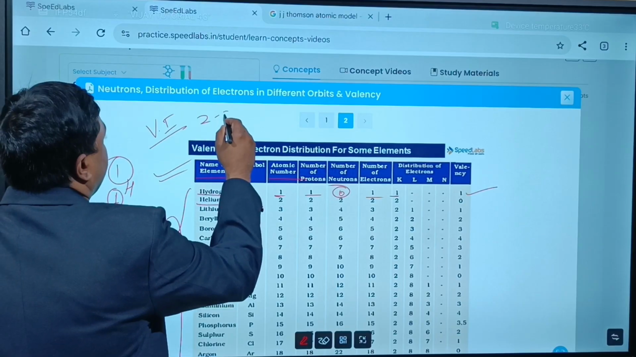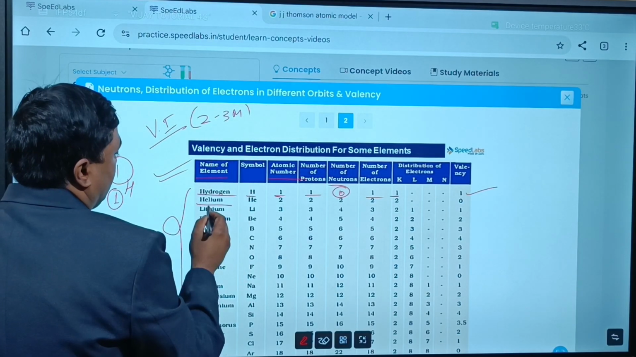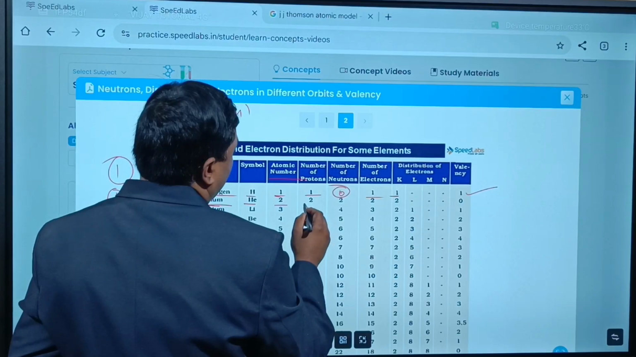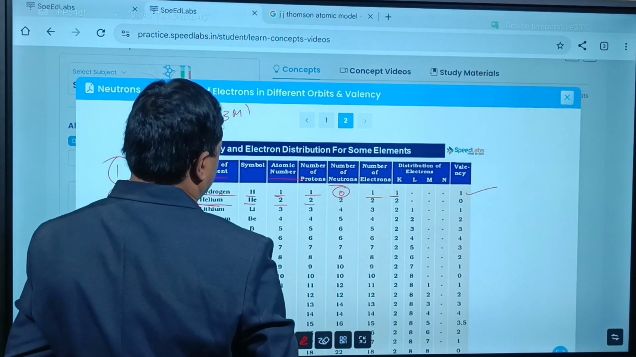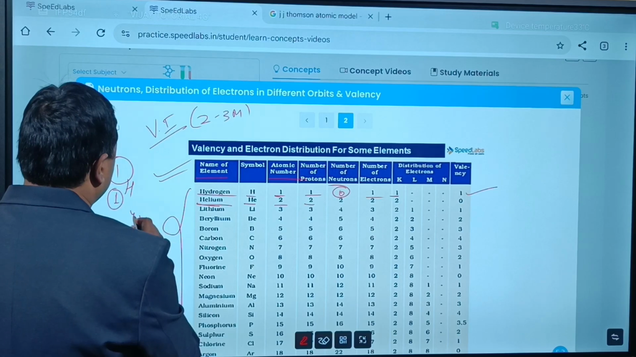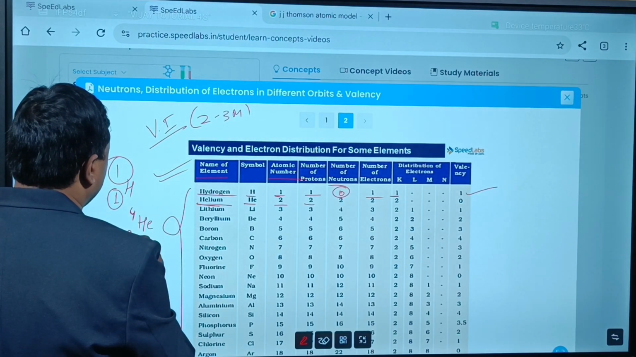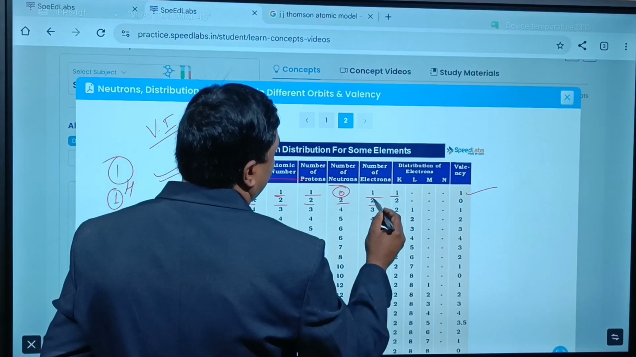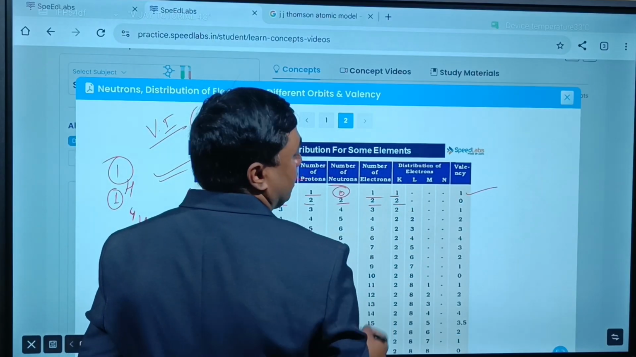Okay, this question may be asked for 2 to 3 marks. Helium, symbol is He, atomic number 2, number of protons 2. Helium is actually 2 and 4, mass number is 4, atomic number is 2. So number of neutrons is 4 minus 2, that is 2. Number of electrons 2, electronic configuration, first shell will have 2 electrons.